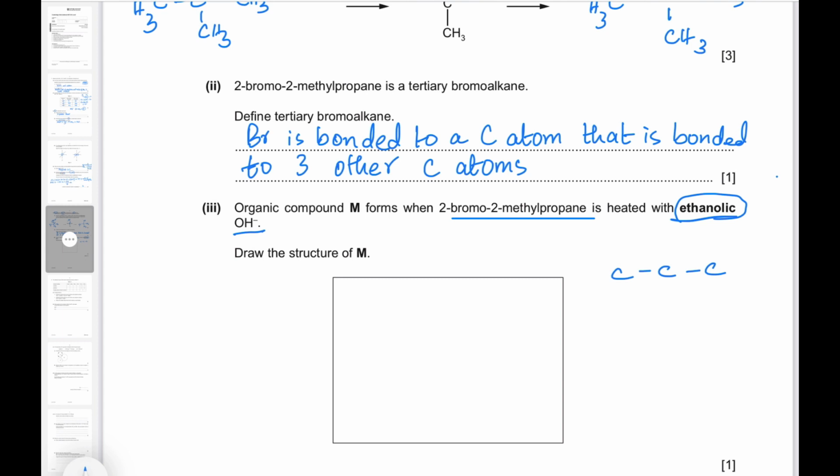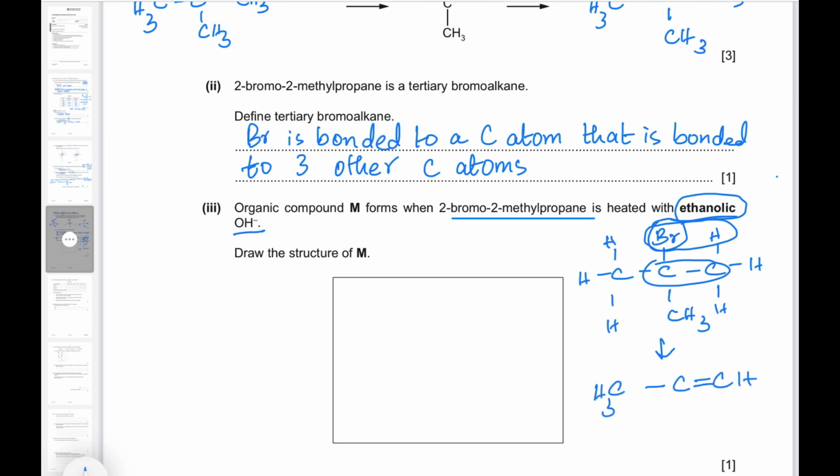So here you've got 2-bromo-2-methylpropane. Elimination reaction will remove not only this bromine atom but also one of the adjacent hydrogen atoms. Let's say you remove this one along the right hand side hydrogen atom along with the bromine atom. This will result in a double bond forming between these two carbon atoms. So this will form an alkene without the bromine and one of the hydrogen atoms.